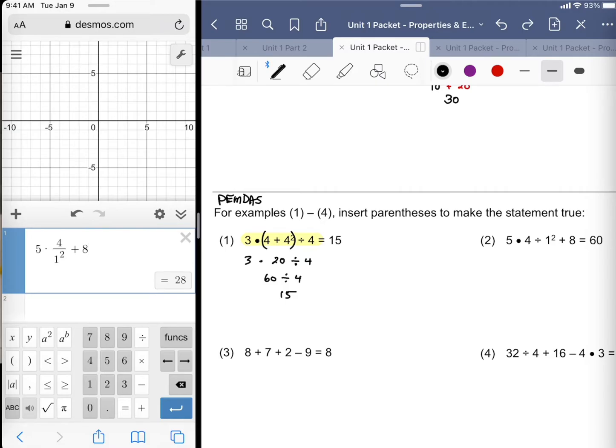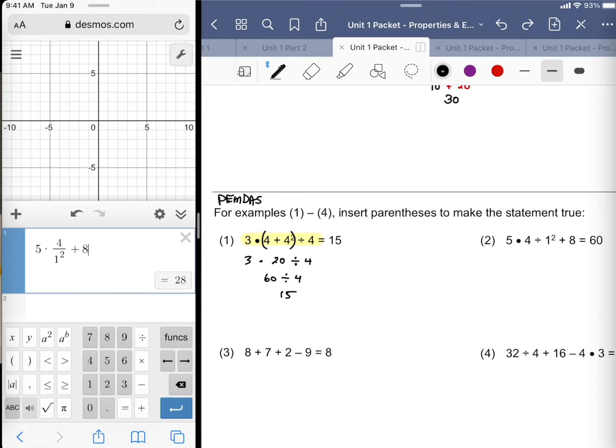Now, it just said insert parentheses. It didn't say insert parentheses around 2 items. Maybe it's 3 items. That's a possibility. I want to do something like this as a possibility. However, we run into an issue there where that would have been among the first things that would have happened anyway. So 5 times 4 is 20, then divided by the 1 would give you also a 20, plus 8 would give you 28. That's not going to be of any help.